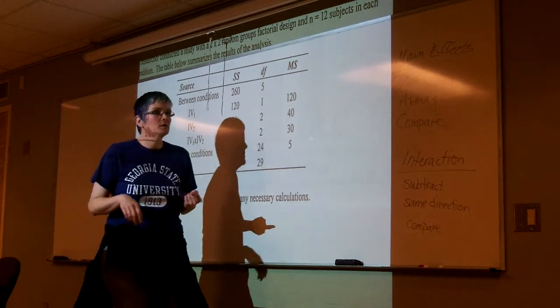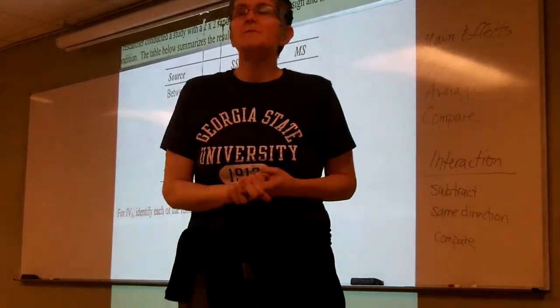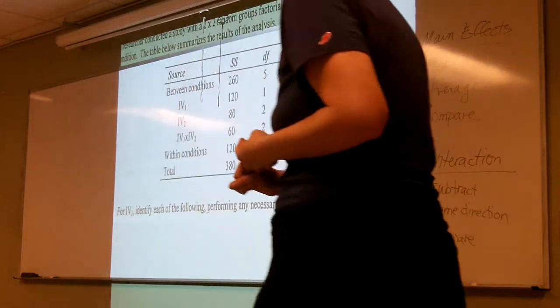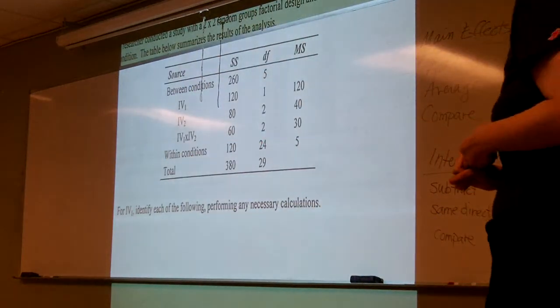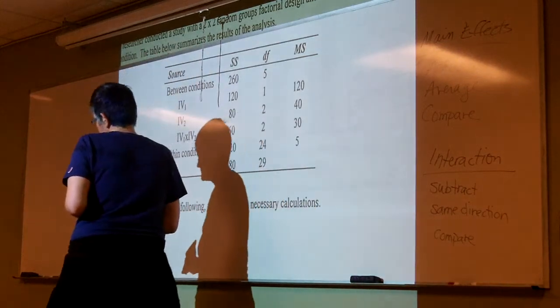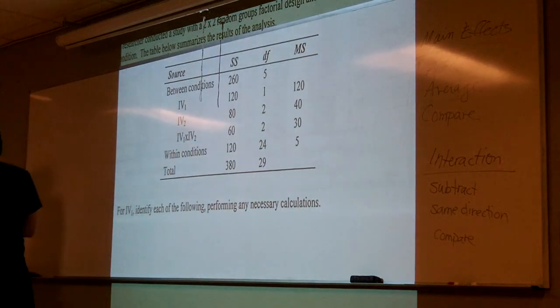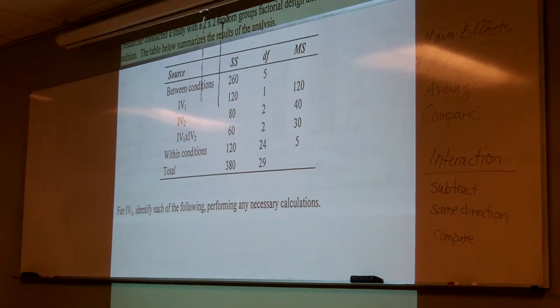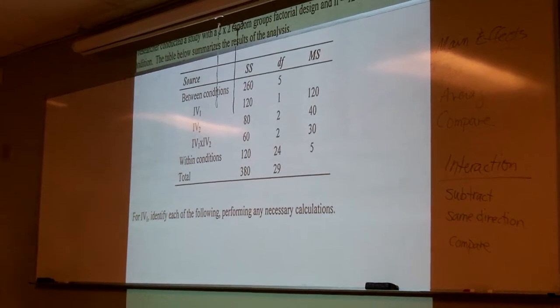identify and figure out what degrees of freedom you would use to look up the critical value, and then look up the critical value for each effect. You had to calculate F observed and calculate eta squared for each effect. So, how do I do that when we're talking about a factorial design? This is an independent groups factorial design.